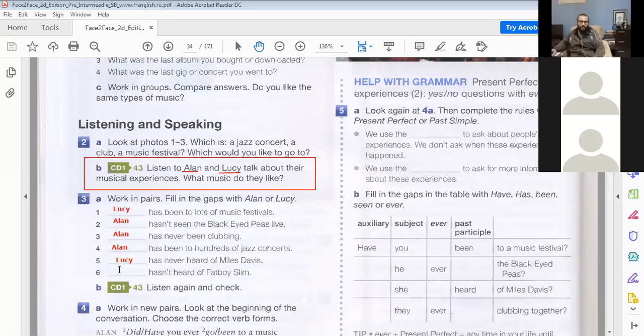Who hasn't heard of Fatboy Slim? Alan. Okay. Now let's listen one last time and let's confirm your answers. Let's see if all of them are right or not.